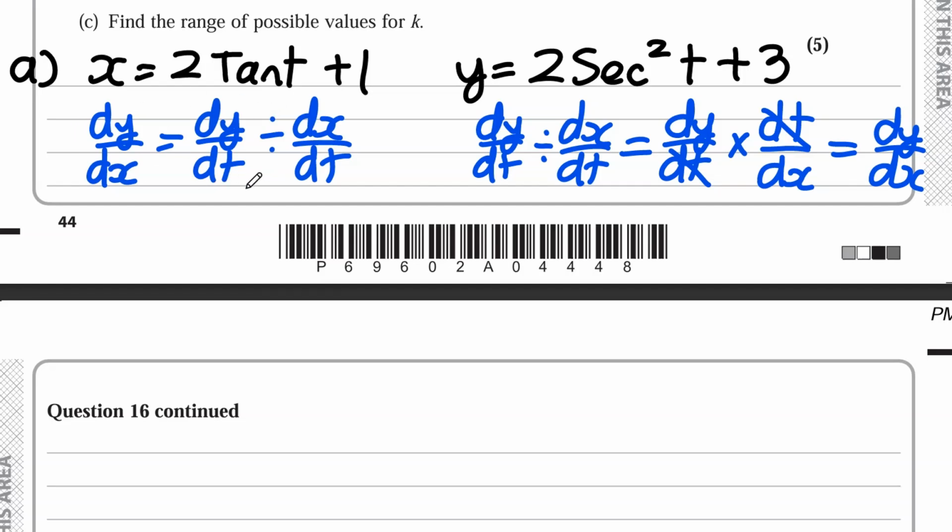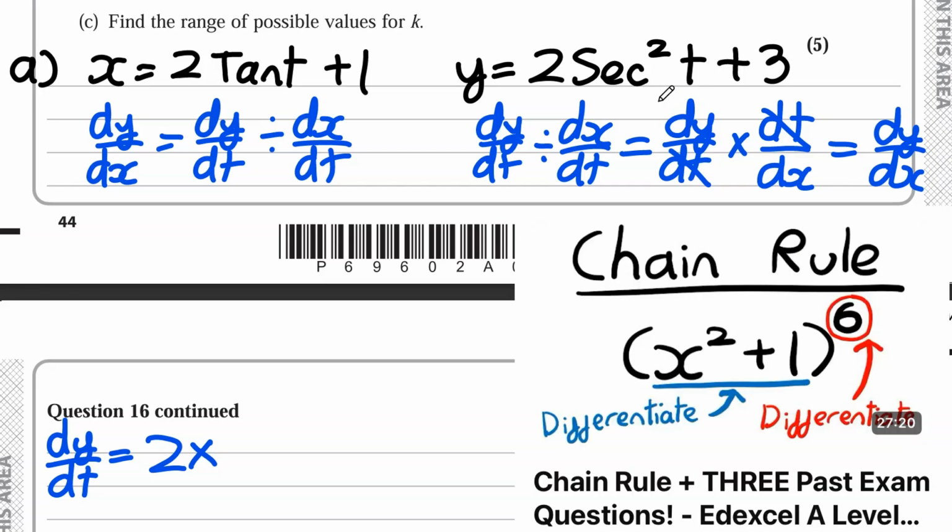So we have this formula here, so we need to find dy over dt and dx over dt, so we need to differentiate these parametric equations. Let's start with y and find dy over dt. So this is going to be dy over dt. If we differentiate 2 sec squared t, it's going to be 2 multiplied by, and if we differentiate sec squared t, now we need to use the chain rule to differentiate this.